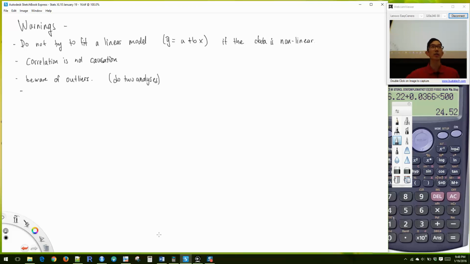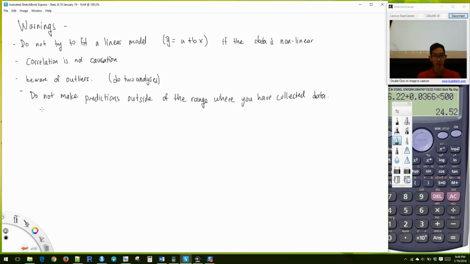And then the last one is: do not make predictions outside of the range where you've collected data. We can just say, do not extrapolate. And I'll give you an example here.